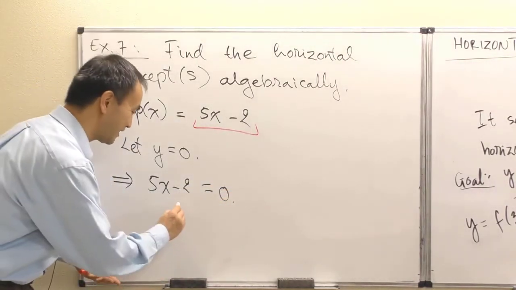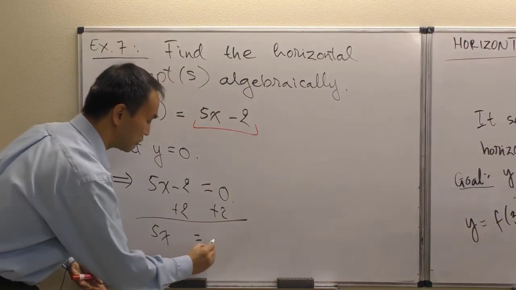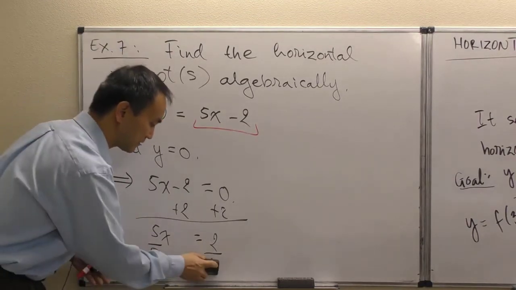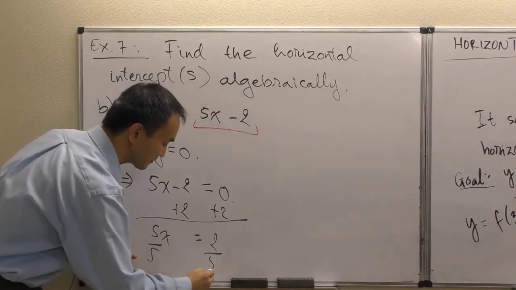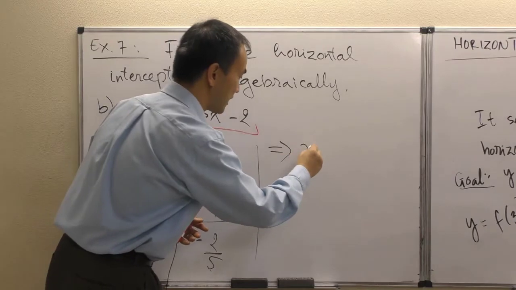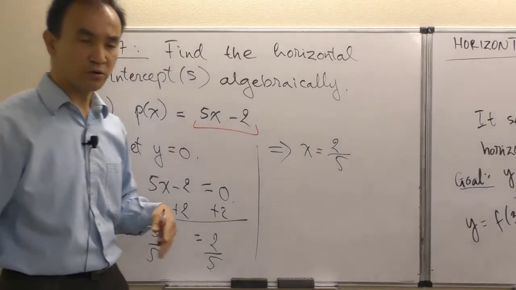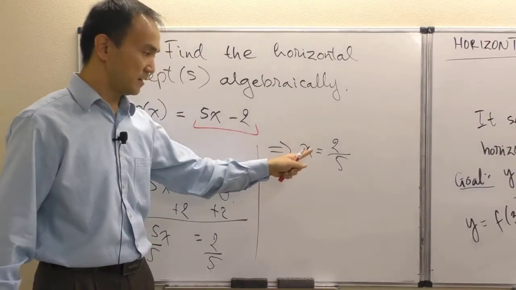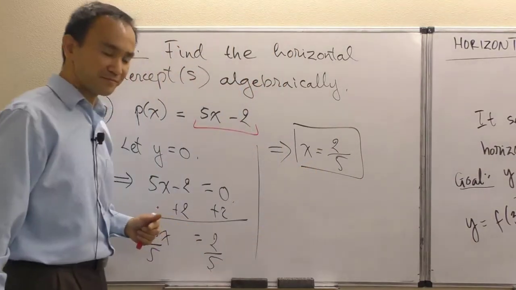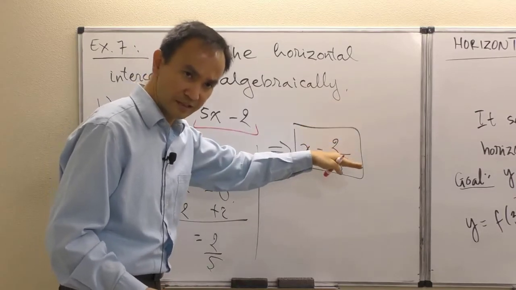I'm going to add 2 to both sides, and so that gives me 5x equals 2. I'm going to divide both sides of the equation by 5. And so now I'm ending up with my final value here: x equals 2/5. It's a fraction, but it's okay. It is now a horizontal intercept, tentatively, if we did the calculation correctly in every step.